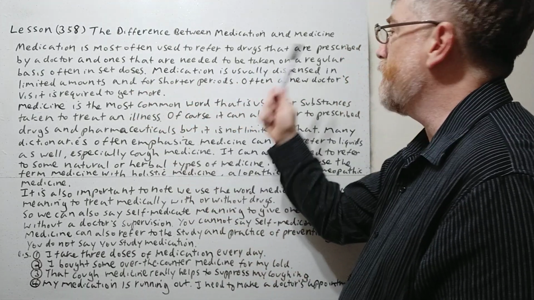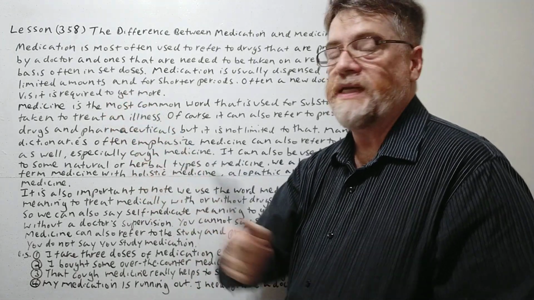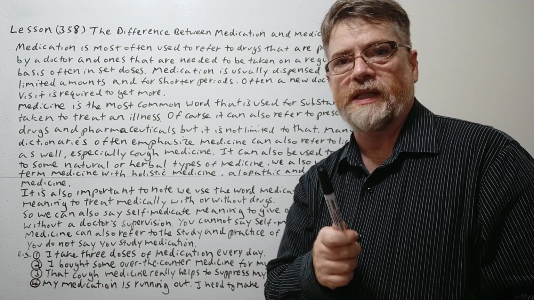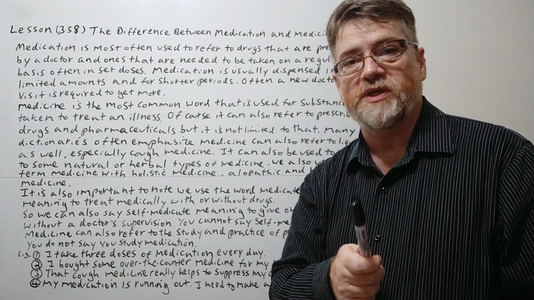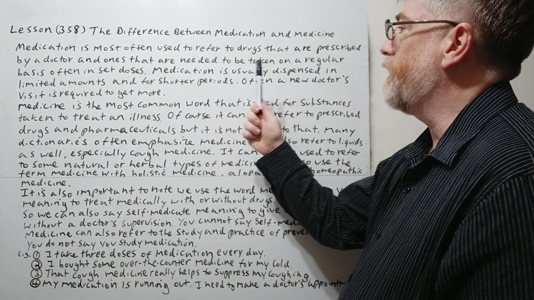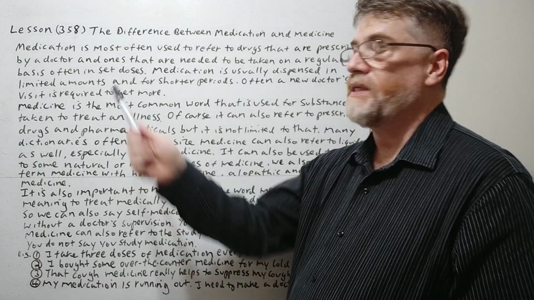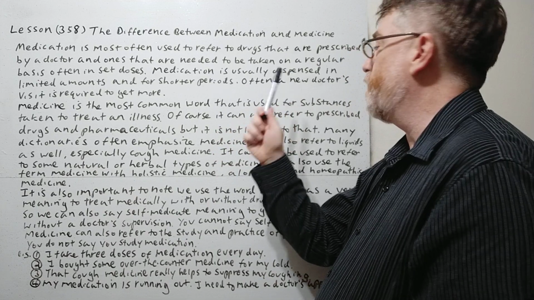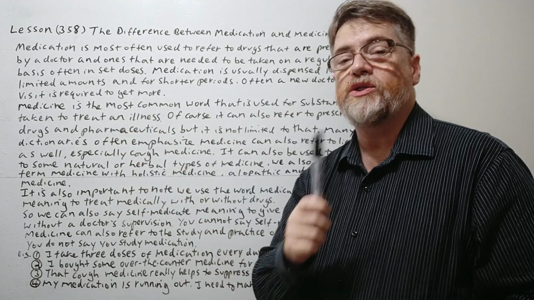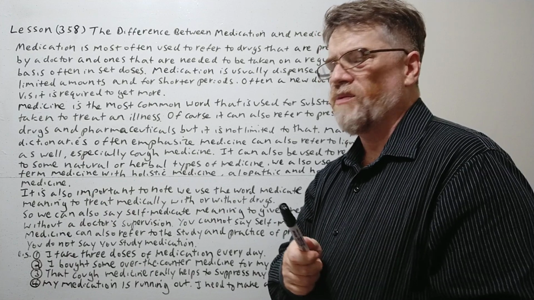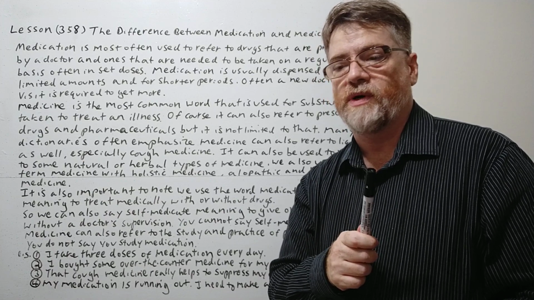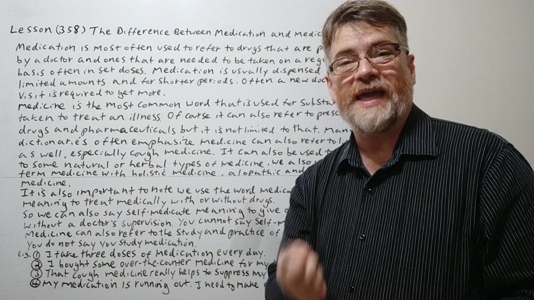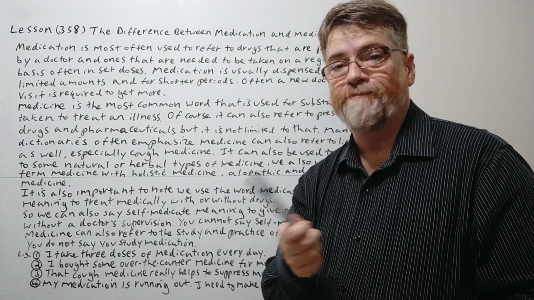So medication is probably a little more suitable in this sense. So ones that are needed to be taken on a regular basis, often in set doses. So a lot of prescriptions, you would more likely use medication, especially in a more formal sense. Medication is usually dispensed in limited amounts and for shorter periods. Often a new doctor's visit is required to get more. So we're not as likely to use the word medication when you just buy over-the-counter drugs. You don't usually say you're going to get some over-the-counter medication. We usually say over-the-counter medicine.